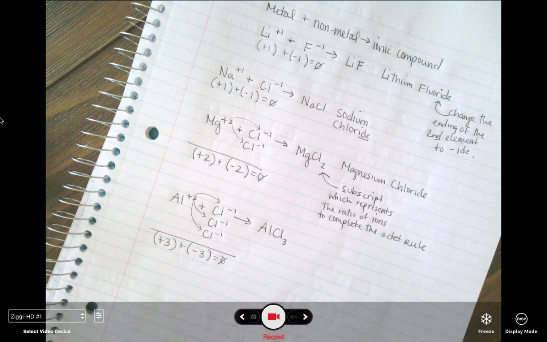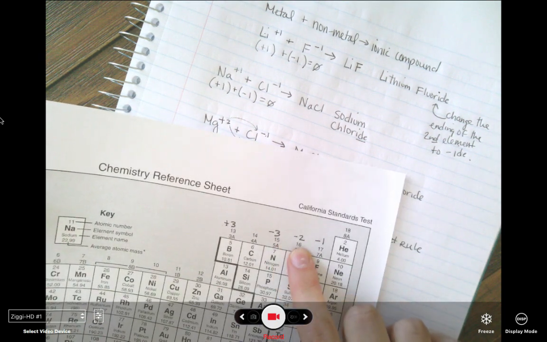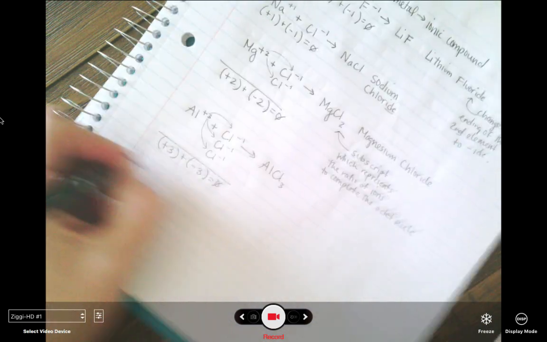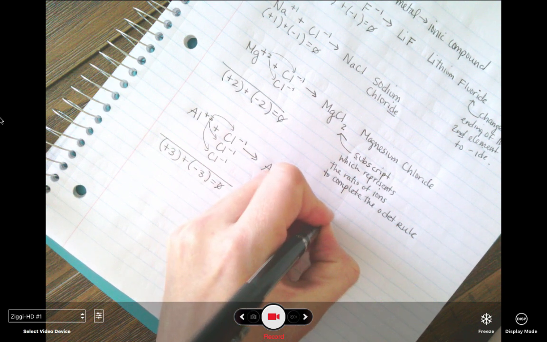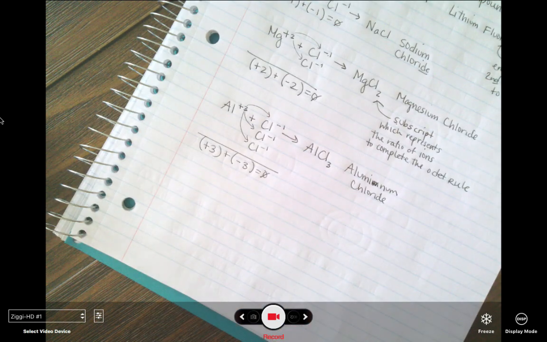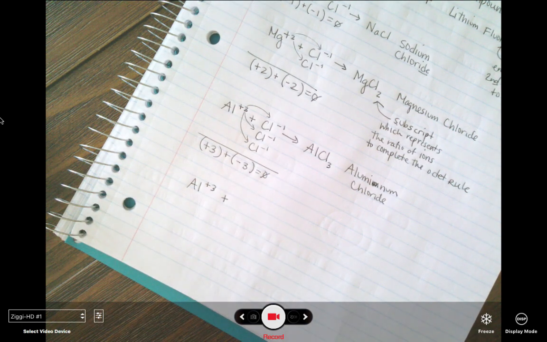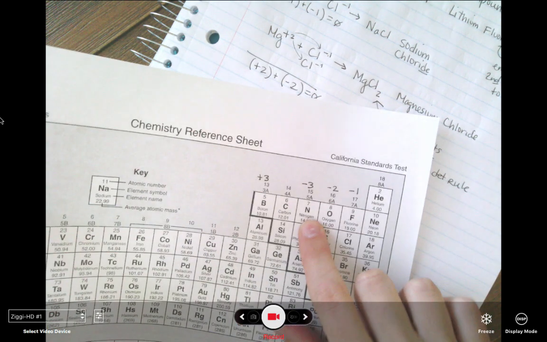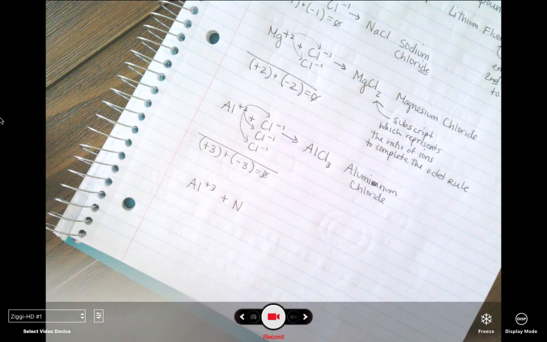Well, what if you have something that's bonding to a -3 or a -2? So let's use aluminum again. This is called aluminum chloride. Okay, so let's bond with aluminum again, and let's say that I would like to combine that with nitrogen. Well, nitrogen as an anion, I know it's an anion because it takes on a negative charge. It's going to take on a -3 charge.